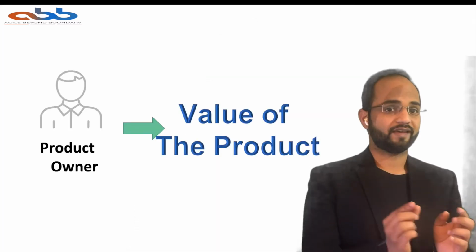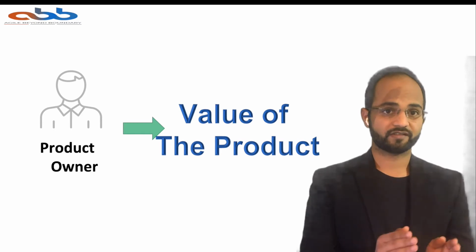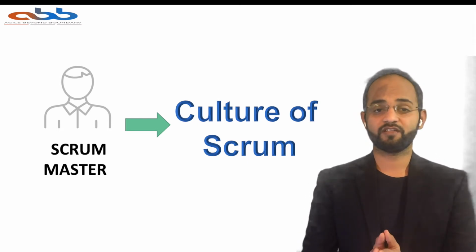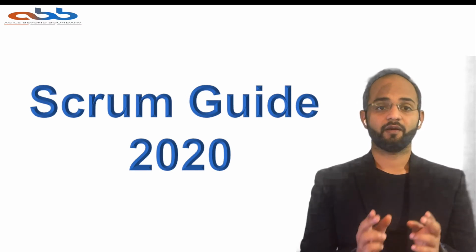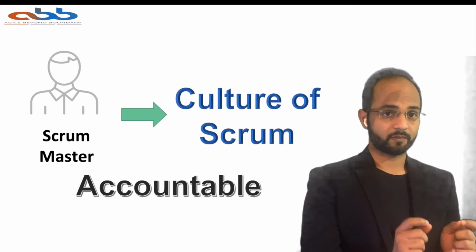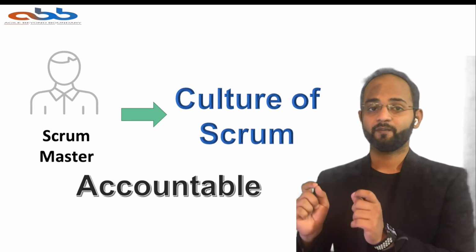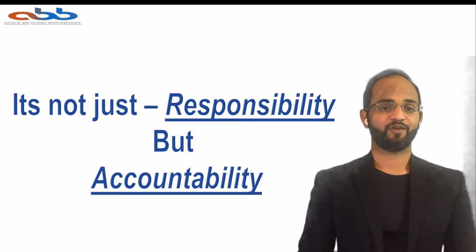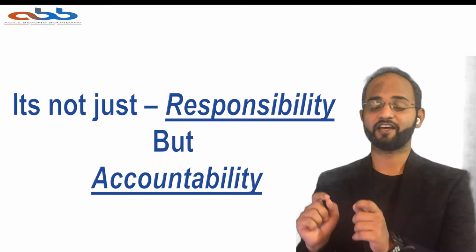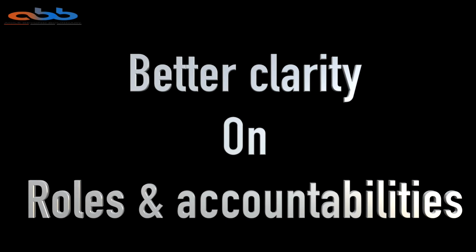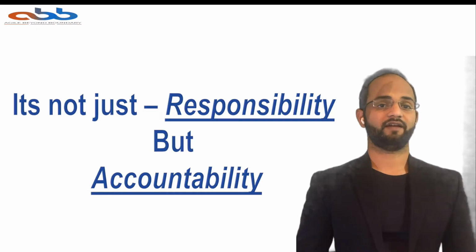In 2017, you might be reading that the product owner is responsible for maximizing the value, or the Scrum Master is responsible for creating a Scrum culture in the team. But in 2020, it has been clearly mentioned that the product owner is accountable for maximizing the value of the product, or the Scrum Master is clearly accountable for creating or implementing the Scrum culture the way it is defined in Scrum Guide 2020. And the development team is clearly accountable for whatever they develop as per the definition of done. That means the Scrum Guide has clearly defined roles and their accountabilities in the guide itself.